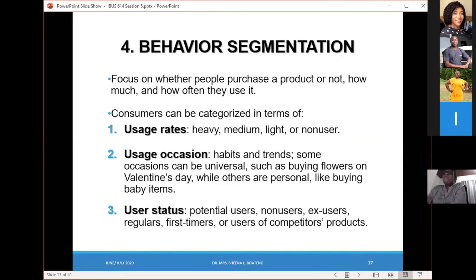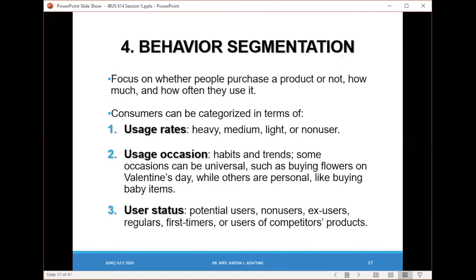And then finally, user status. Here, it is very clear to determine those who were using your product, those who are likely to use your product, those who are not using it at all, those who use it regularly, the first timers, as well as those who use your competitors' product. Again, this is a direct byproduct of big data. If you are able to analyze big data properly, it is very good at telling us who the potential users are, who the non-users are, ex-users are. And you realize that sometimes you are there and then you send, yes, Anna.